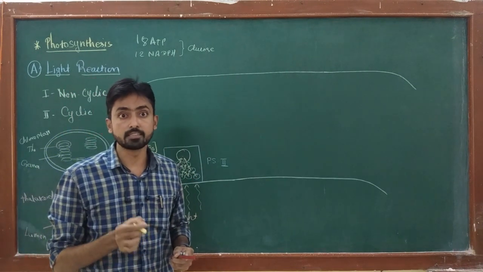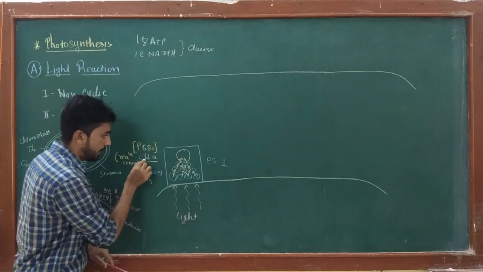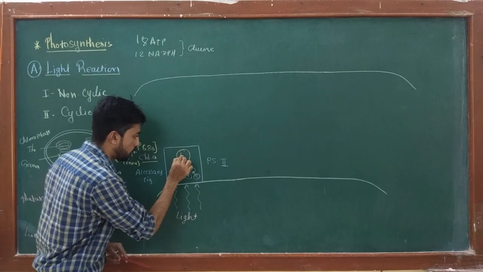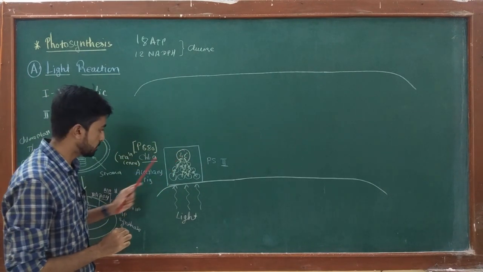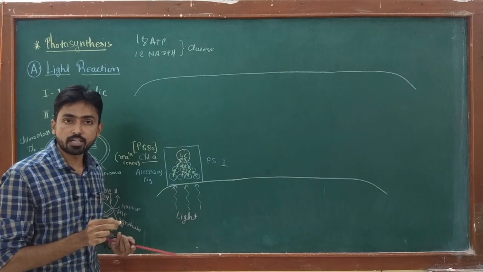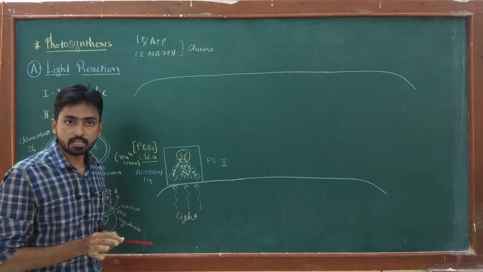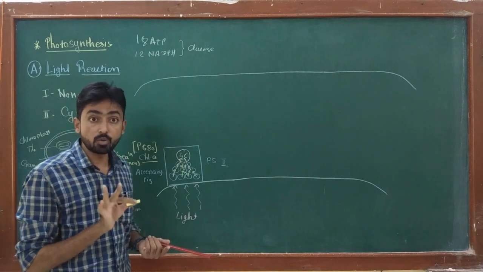or photosystem 680. Now this chlorophyll A reaction center initially has 4 electrons, suppose. That means the reaction center of chlorophyll in photosystem 2 contains de-energized ground state electrons. That means these electrons are initially present at the ground state, without energy.